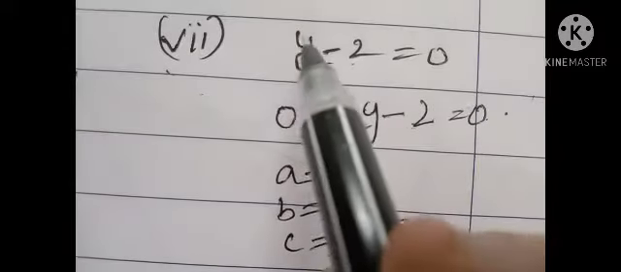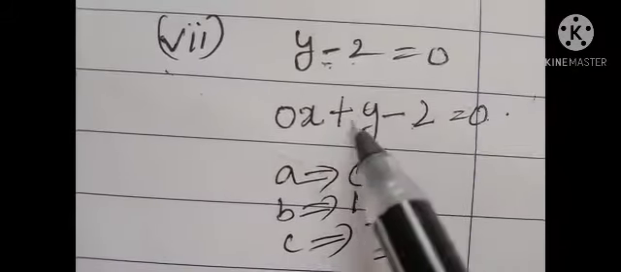There is no term with the variable x, which means its coefficient becomes 0. But there is no number with the y, that means the coefficient is 1. Positive y means the coefficient will be 1. Minus y means the coefficient will be negative 1. That is the difference. So here a is 0, b is 1 and c is negative 2.